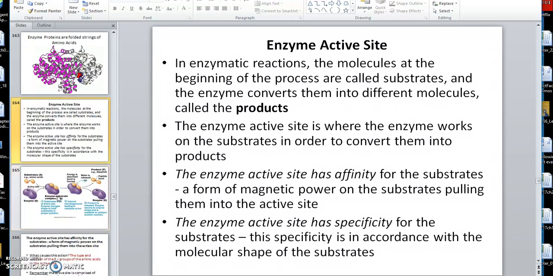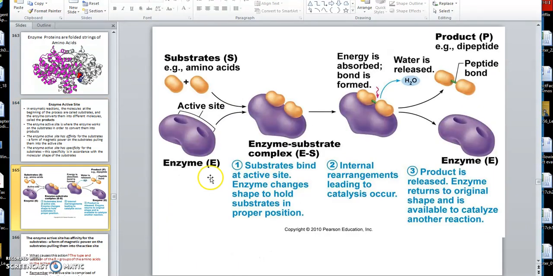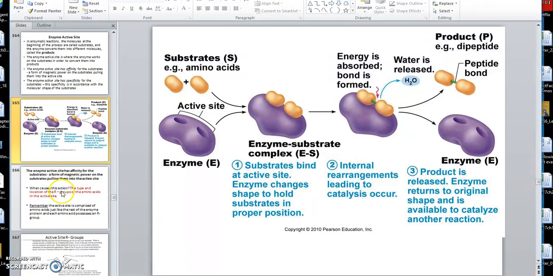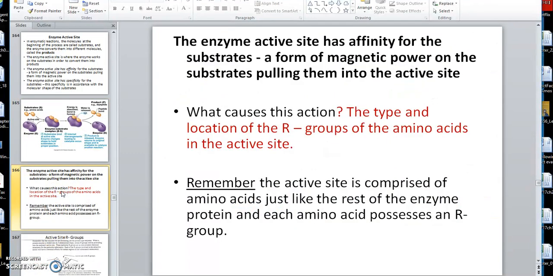Okay? So here would be an example right here of substrates. This would be the active site. They would come in and fit, and then work would be done in some fashion to release the product. Okay. Here we go. The enzyme active site has affinity. That means drawing power for that.